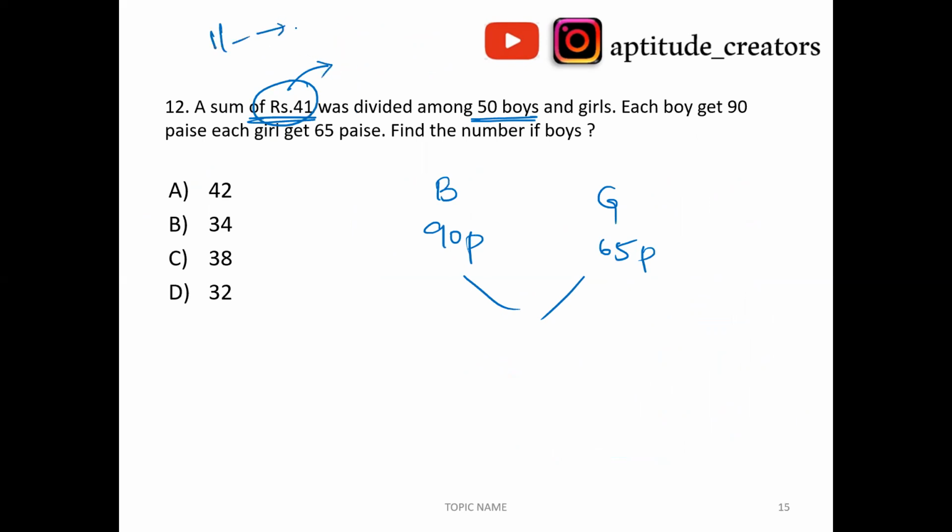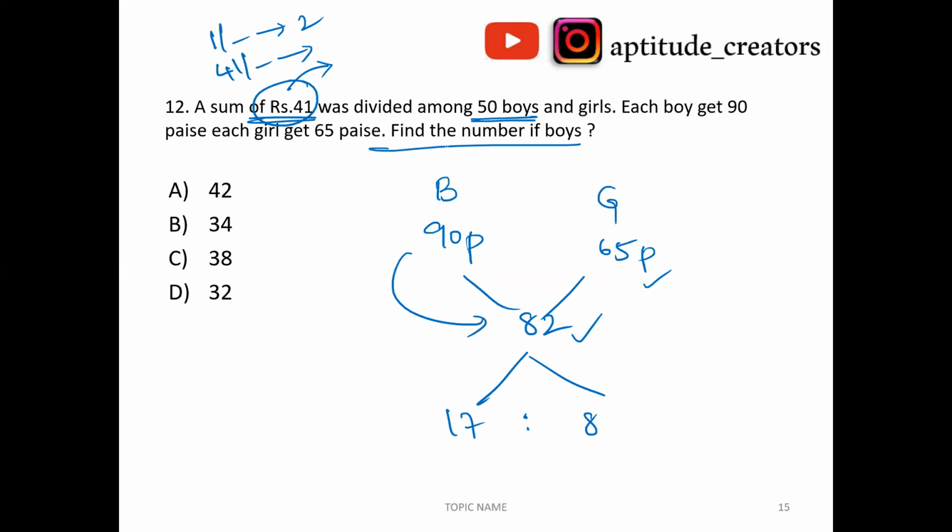To make 1 rupee, 2 fifty-paisa coins are required. To make 41 rupees, how many 50 paisa coins are required? Double, that is 82. Now using the alligation and mixture rule: 82 minus 65 gives the result as 17. 90 minus 82 gives the result as 8.